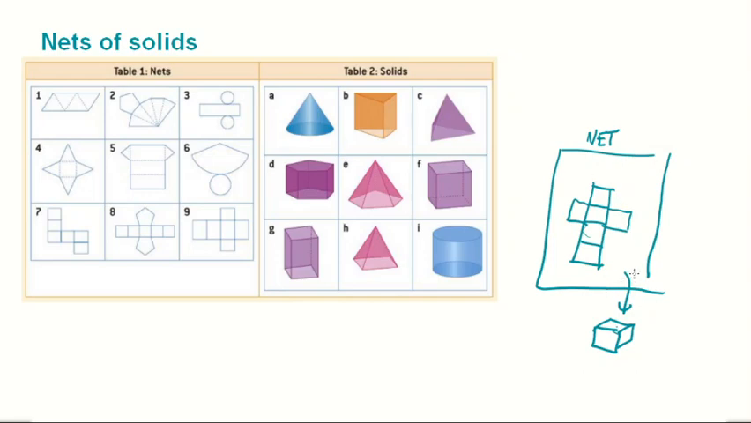Which one? A cube. Right, so here we have a few possible nets, and here we have some solids. So I would like you to pause the video now and try to check which of those are actual nets, if there's any which is not a net, and if there is any connection between those nets and those solids.